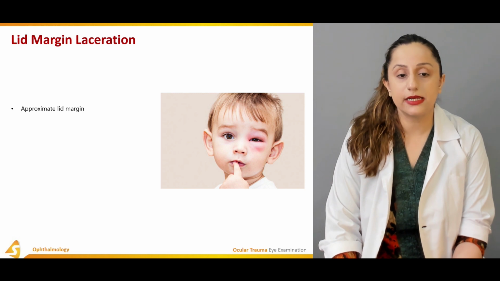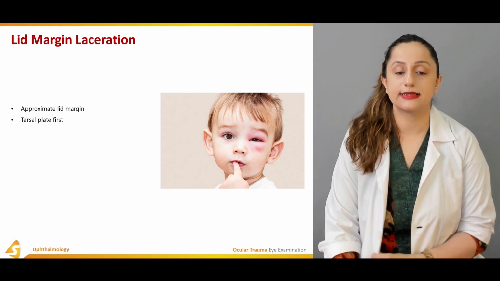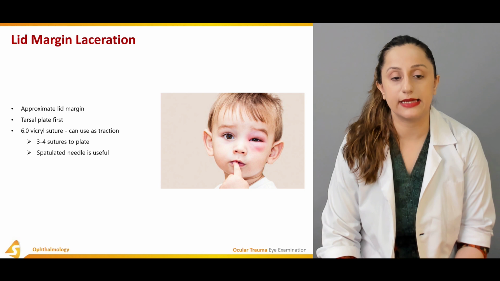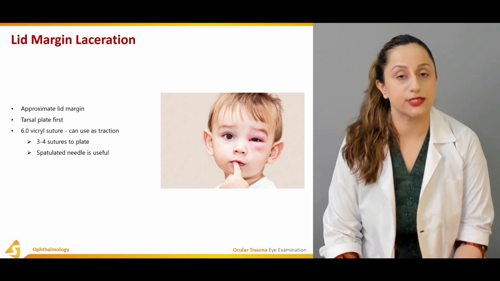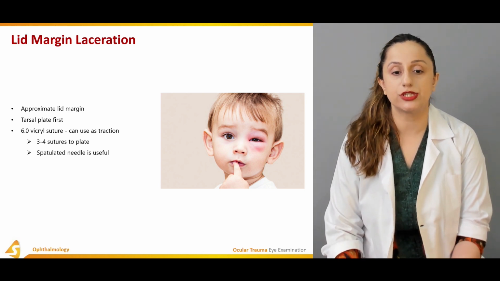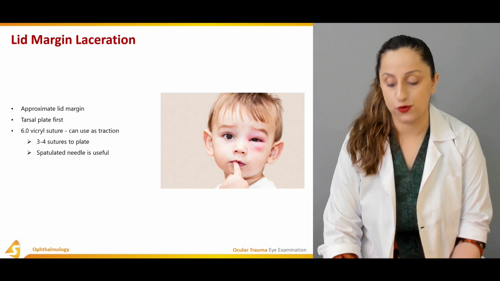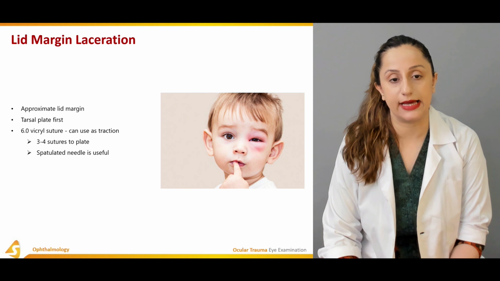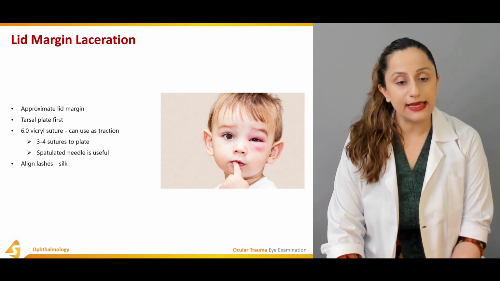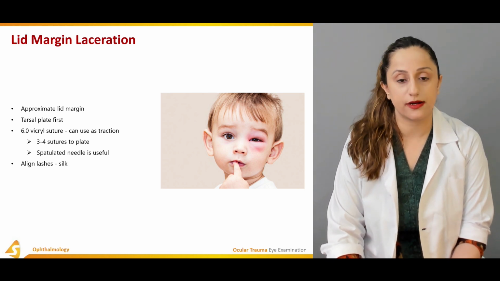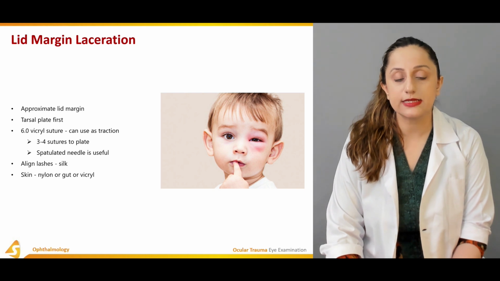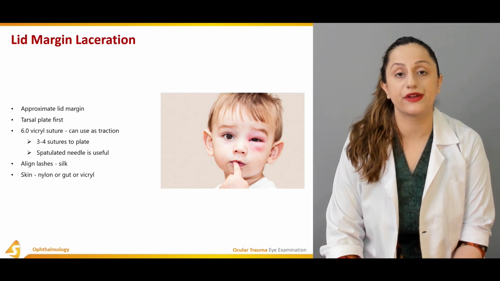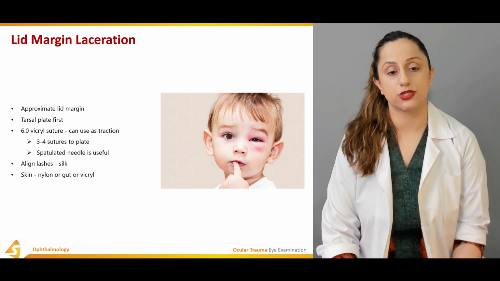The approximate lid margins are taken. The tarsal plate is first of all repaired, and then 6.0 vicryl sutures are usually used, and they can be used for traction, 3 to 4 sutures to plate. And a spatulated needle is very useful at this level. Aligned lashes and silk sutures are given over here. Skin sutures are given. Nylon or gut or vicryl sutures are some of the kinds of skin sutures that can be given.